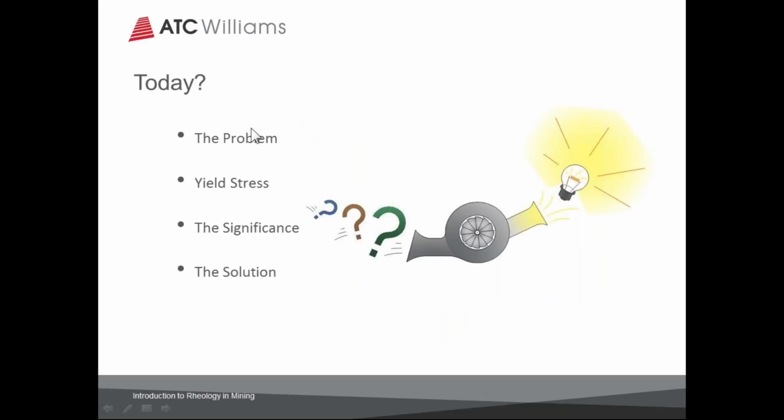So the center of this problem is the yield stress. How are we going to use it? What is the significance? Will it work? And if it doesn't work, what are we going to do about it? I think that's the essence of it.